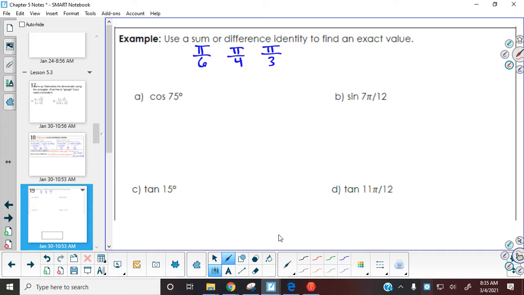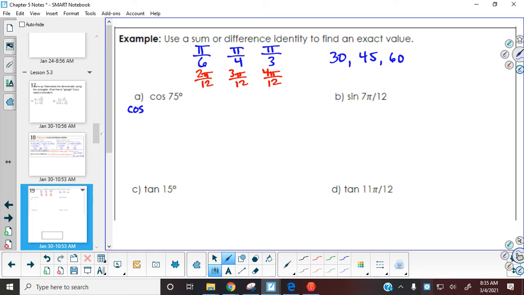So that means that's equivalent to 2 pi over 12, 3 pi over 12, and 4 pi over 12. Okay? So we're just going to hold on to that. We're going to use that here in a minute. If you notice, our question for part A isn't in radians, so we don't need to use it for that. But if we think about the key degrees in our unit circle, our key degrees are 30, 45, and 60.